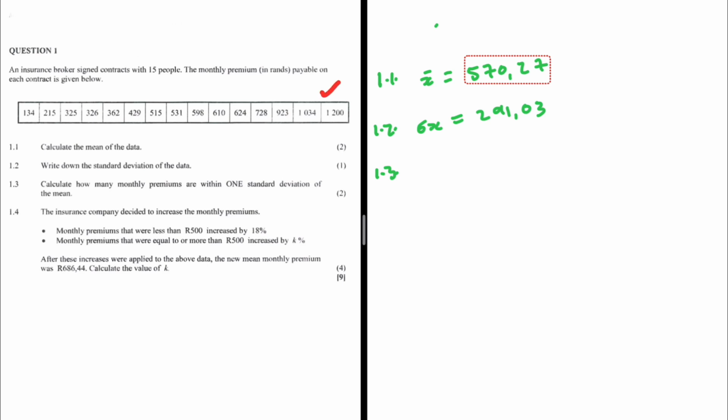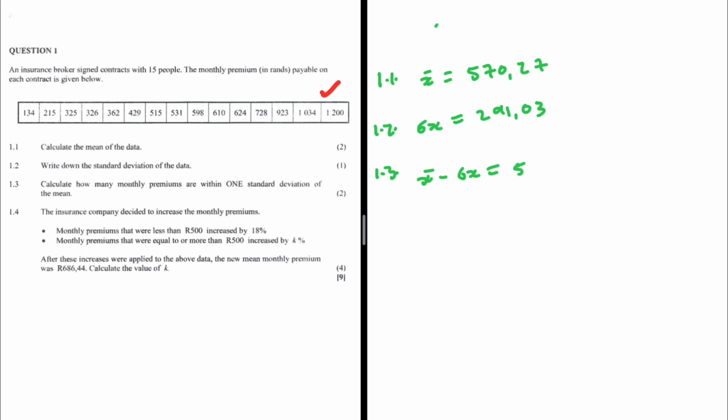And then 1.3, calculate how many monthly premiums are within one standard deviation of the mean. So this data is giving us the monthly premiums, right? And we want to calculate how many are within one standard deviation of the mean. So we need to calculate x bar minus standard deviation, right, to find our lowest point.